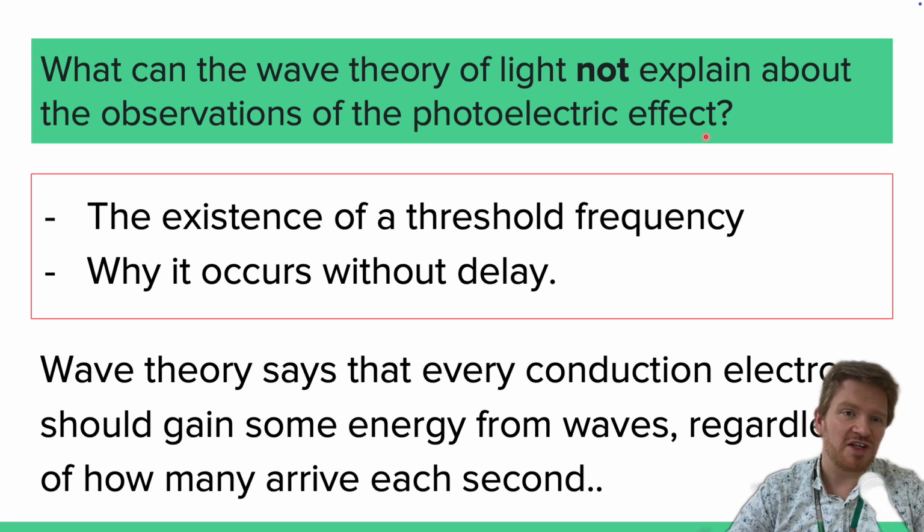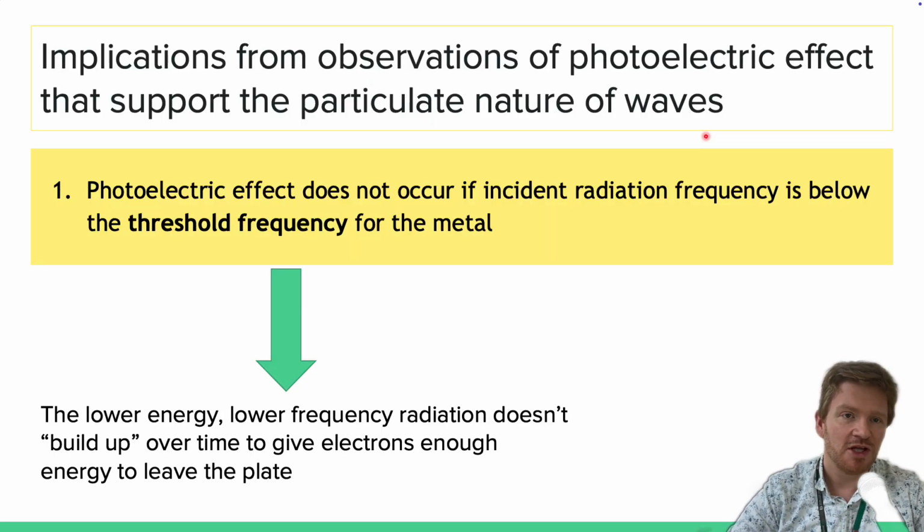Instead, we're seeing these two things. One, there's a particular frequency below which it doesn't happen, a particular frequency above which it does happen. And the second thing is we start seeing electrons being emitted the second we turn on the light. Waves shouldn't do that. Waves should be giving electrons more and more energy until they can escape. So, what are the conclusions we can bring from this?